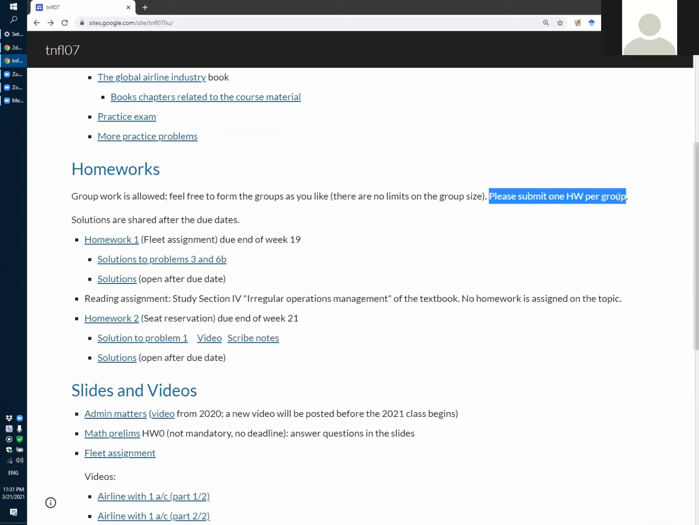I need to see only one homework per group. There is no need to write the homeworks individually. However, remember that the exam is your individual work. So if you piggyback on your fellows while doing the homework in the group, you might not get enough knowledge to do the exam yourself. So these are the homeworks, and we can look at it.